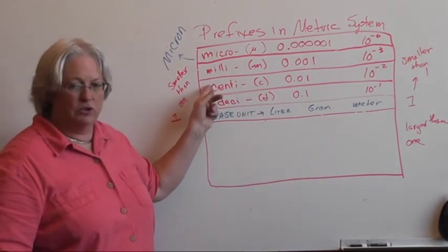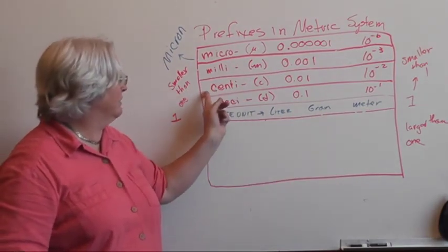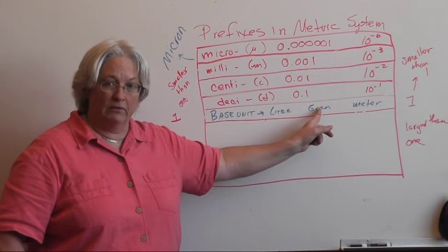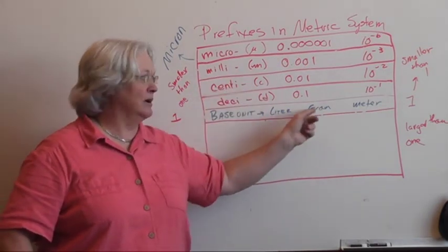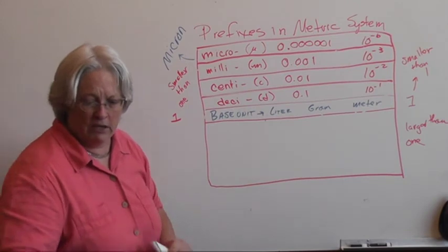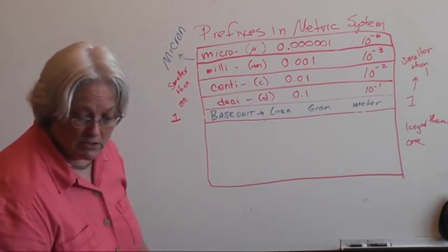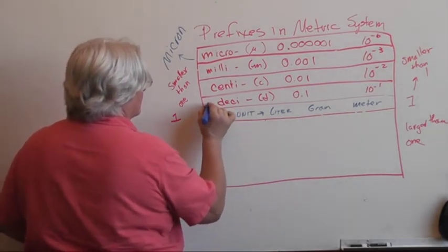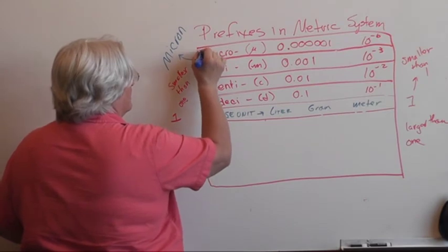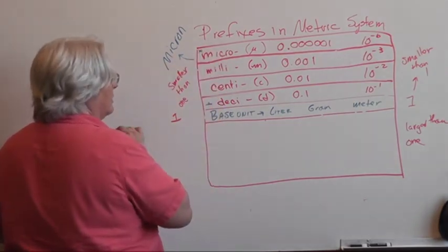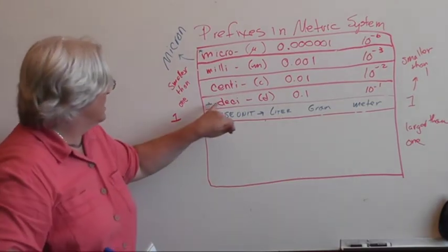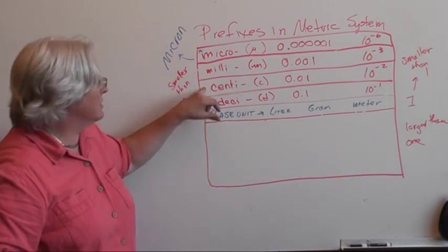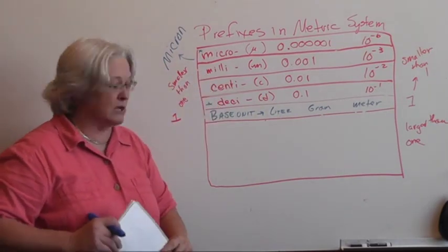Then you have centi. You guys all know century, that's 100. Centi is 100th. A centigram is 100th of a gram. 100 centigrams equals a gram. Deci, this one right here, you have to know what it is, but they don't use it a whole lot. They're not going to use deci a lot. You're going to constantly see milligrams. You're constantly going to see centimeters, things like that.